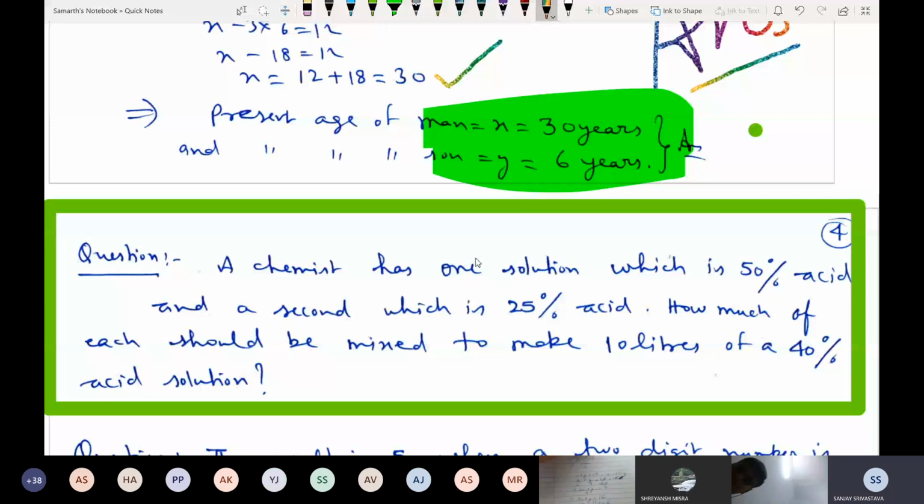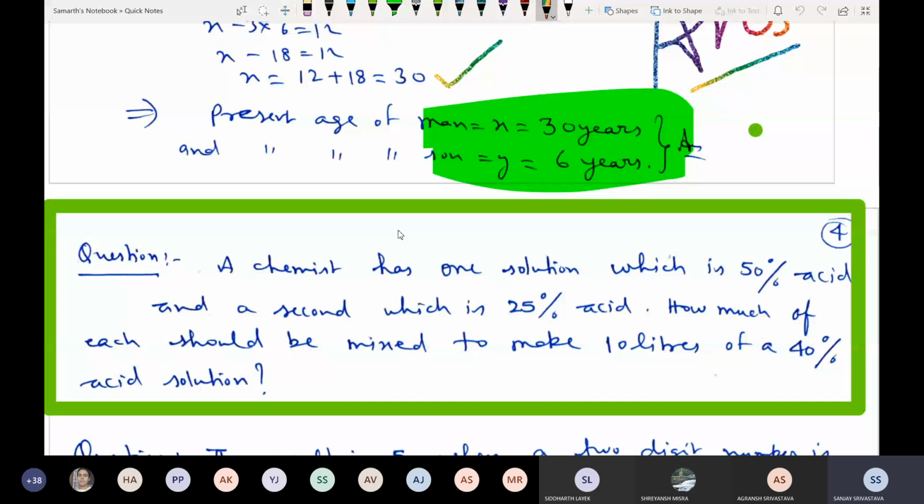Now I'm telling you boys, those who are not able to proceed in this question, what you can do. A chemist has one solution which is 50% acid and a second which is 25% acid. How much of each should be mixed to make 10 liters of 40% acid solution? That means there are two bottles, one with 50% acid and another with 25% acid, and you have to take a few liters from each bottle to make 10 liters of 40% acid solution.